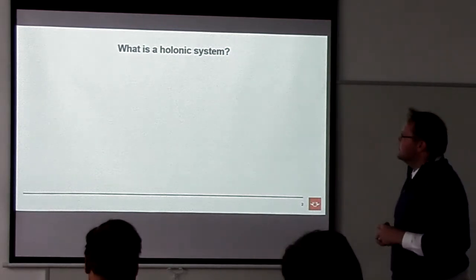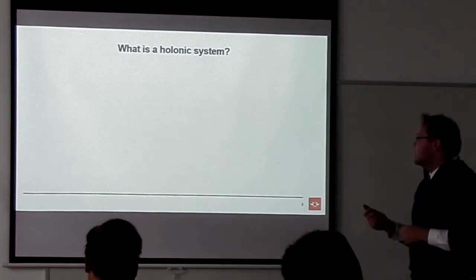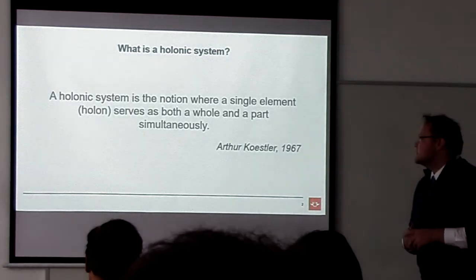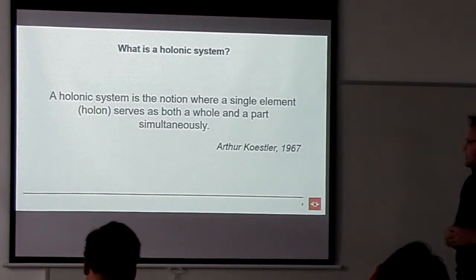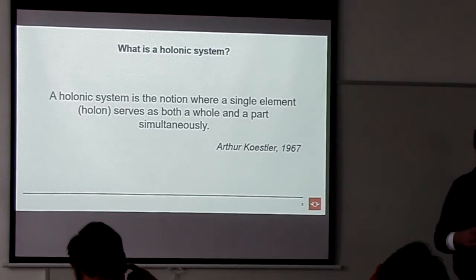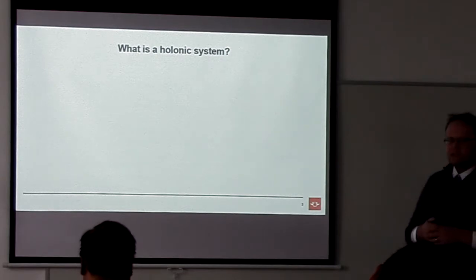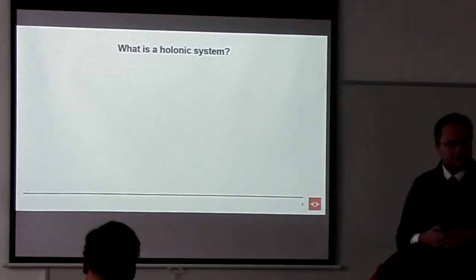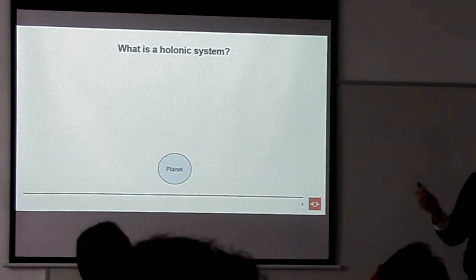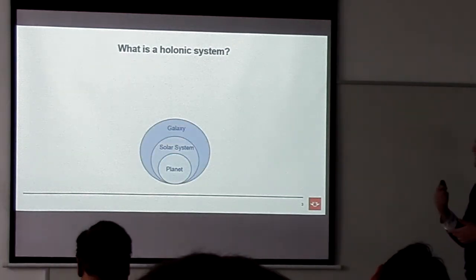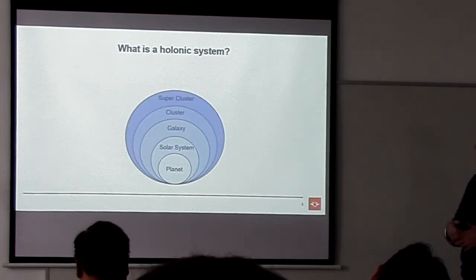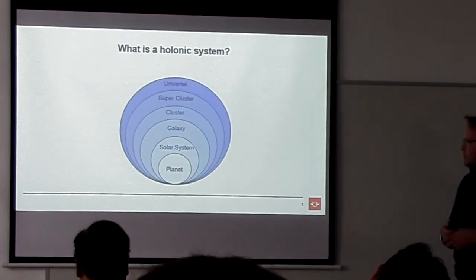The first one: what is a holonic system? The formal definition is a system where a single element called a holon serves as both a whole and a part simultaneously, and it was coined by Arthur Koestler in 1967. But a practical example of this, one that we can all understand, is the structure of the universe. So we all live on a planet. Take a bunch of planets and they form a solar system. Solar systems form a galaxy, cluster, superclusters, and eventually it will lead to the universe.